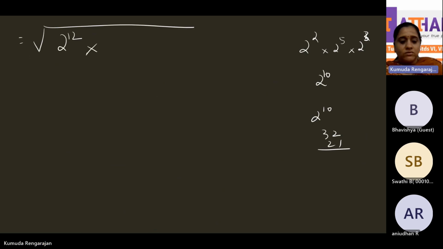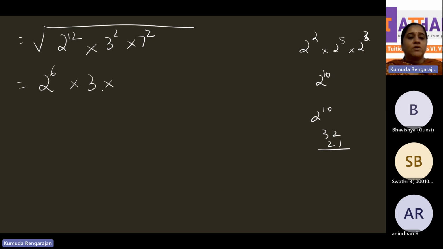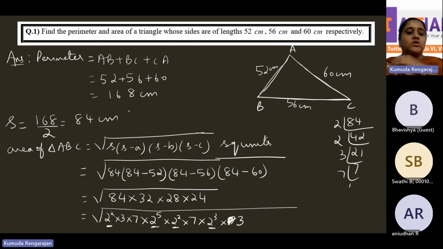Into 3 square into 7 square. So half the number will come out of the square root. And it's 1344 centimeters squared. So we've answered both the questions, perimeter and area. Perimeter, we already found the sum of the 3 sides. Area, this is the formula.